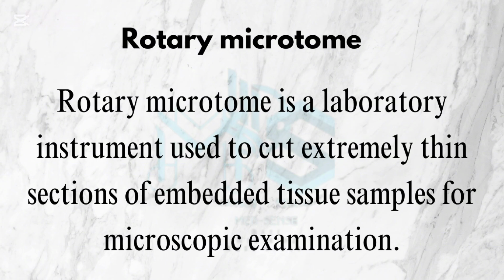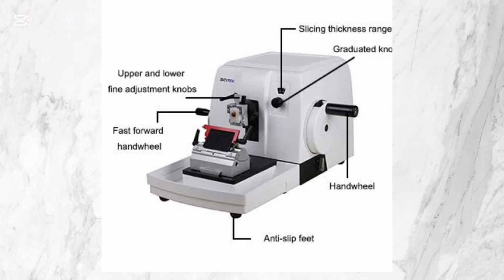Now let's finally talk about the rotary microtome. We've made reference to it at some point in this video when we discussed the cryostat. Now, it's a laboratory instrument used to cut extremely thin sections of embedded tissue samples for microscopic examinations. In what machine did we talk about the embedding of tissue samples?